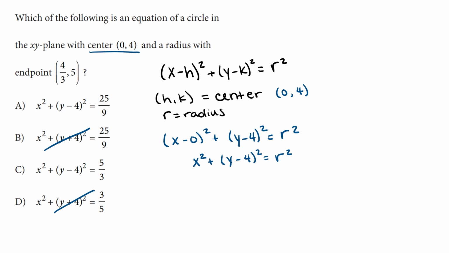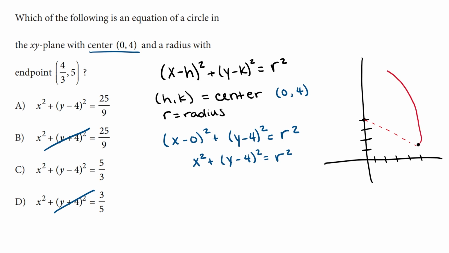Now, we need to find the radius. If we look at kind of a rough sketch of this graph, we know that our center is at 0, 4, and we have a point at 4/3, 5. So our radius for our circle is here, and our circle is going to circle this type of path.